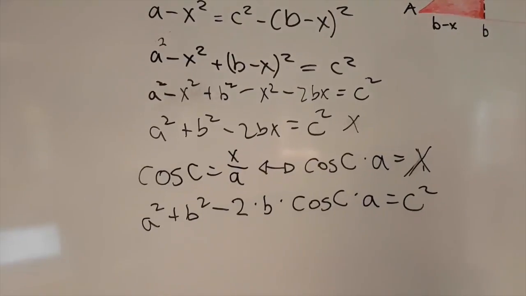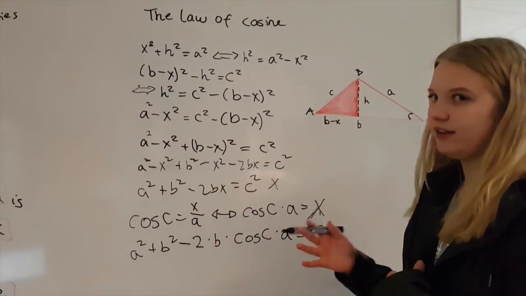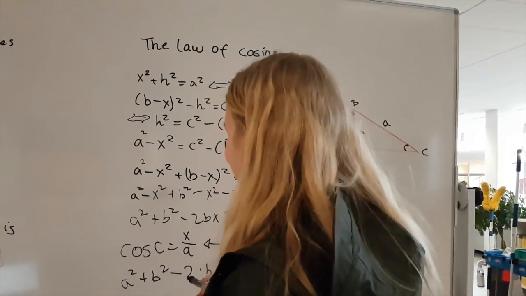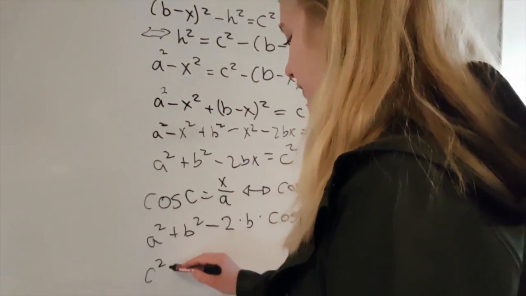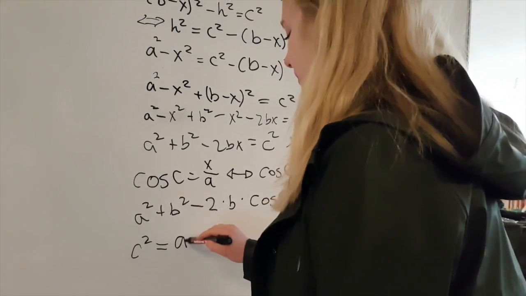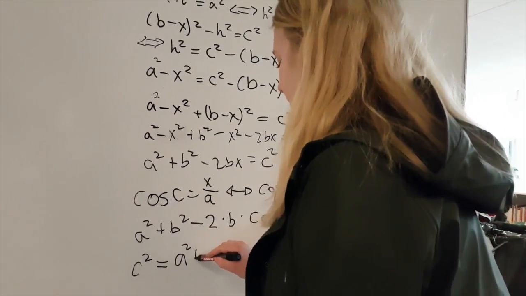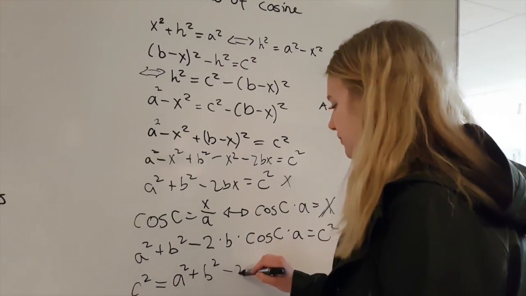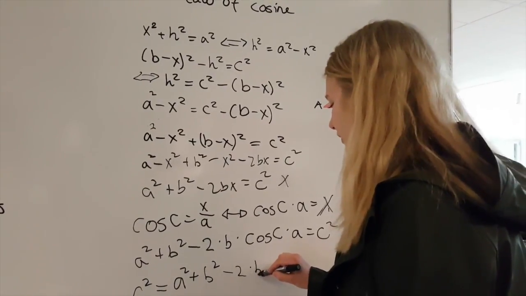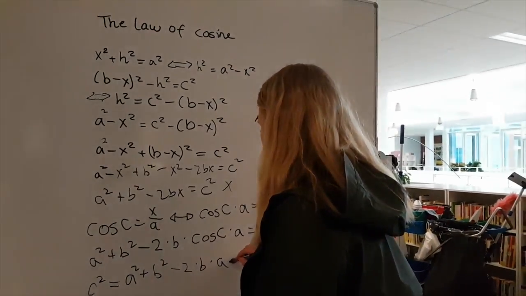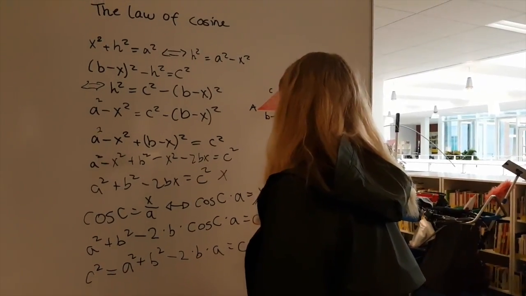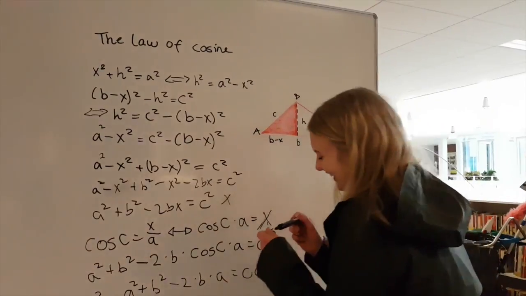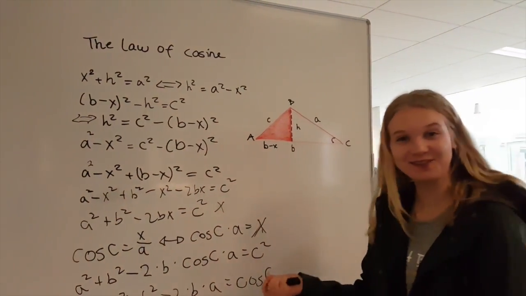And then we do some changes so it looks like the cosine equation as we know it, which is c to the power of 2 equals a to the power of 2 added with b to the power of 2, subtract 2 times b times a times cosine C. So this was the proof? Yes, this was the proof.